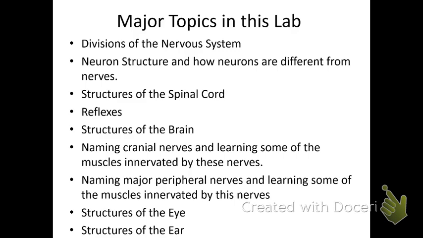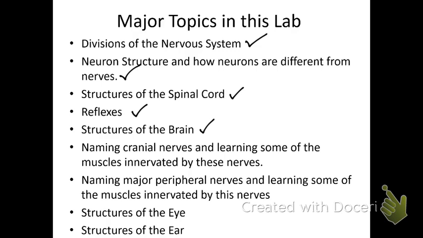Number one, you'll be looking at the divisions of the nervous system, that is, the central versus the peripheral nervous system. You'll be learning about the structures of a neuron and also about the structure of nerves and how those are different. You'll be taking a look at the structures of the spinal cord. You'll better understand reflexes. You'll be looking at the structures of the brain.